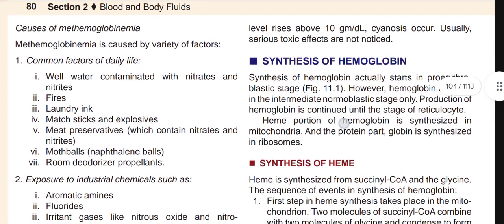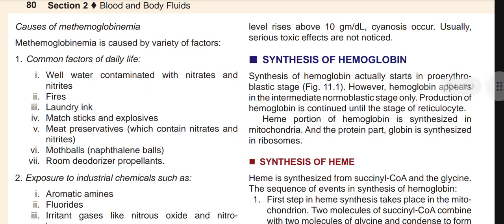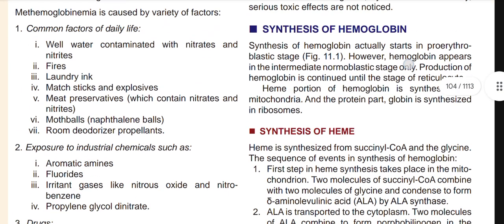Now, synthesis of hemoglobin. Synthesis of hemoglobin actually starts in pro-erythroblastic cells. However, hemoglobin appears in the intermediate normoblastic stage only, and production of hemoglobin continues until the stage of reticulocyte. The heme portion of hemoglobin is synthesized in the mitochondria, and the protein part or globin is synthesized in the ribosome.